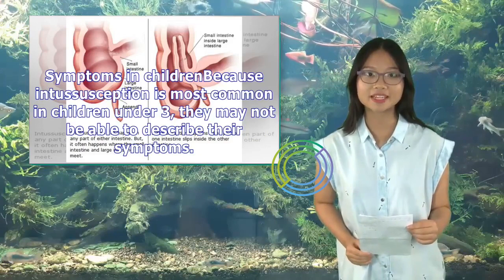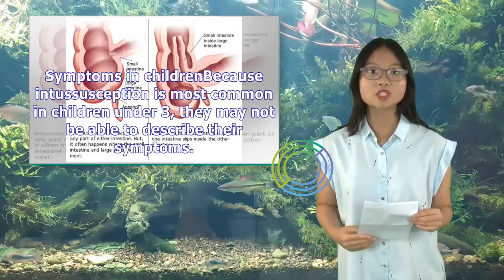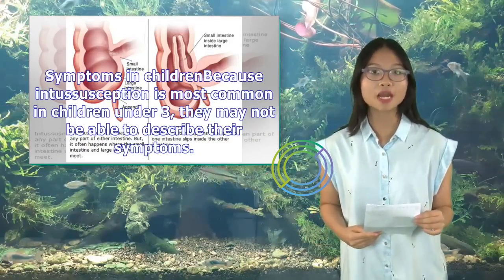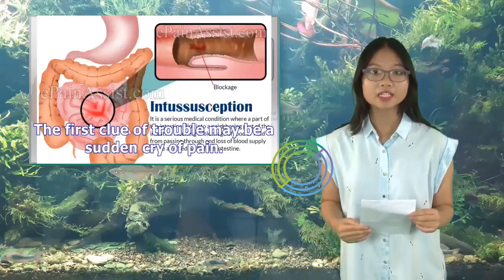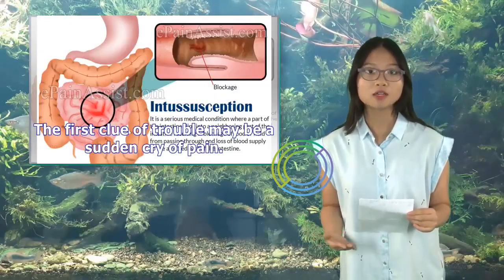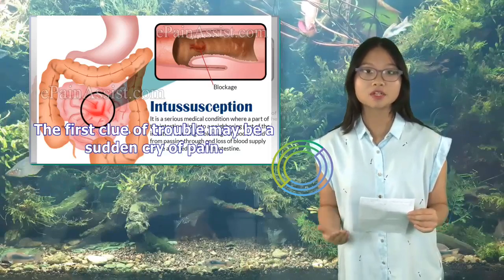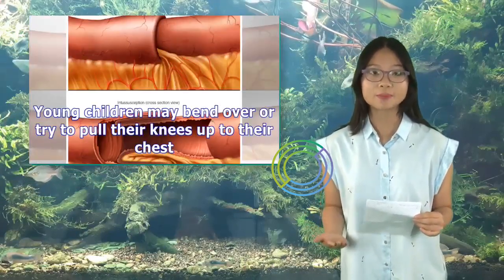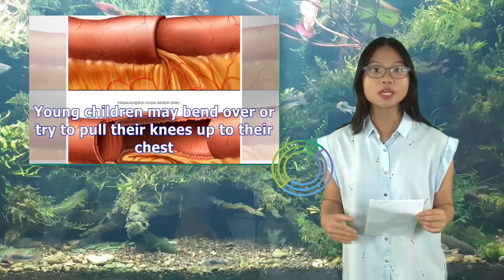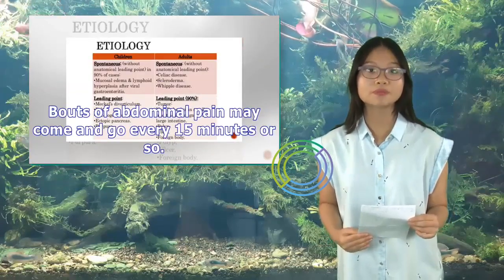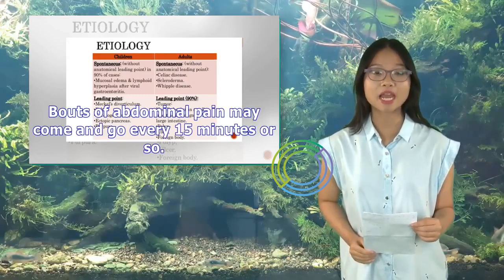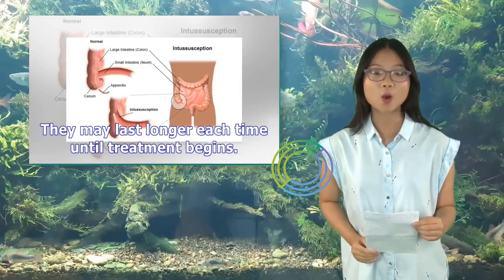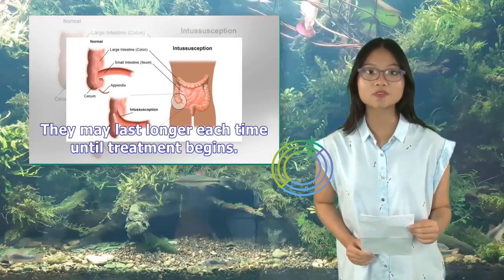Symptoms in children. Because intussusception is most common in children under 3, they may not be able to describe their symptoms. The first clue of trouble may be a sudden cry of pain. Young children may bend over or try to pull their knees up to their chest. Bouts of abdominal pain may come and go every 15 minutes or so. They may last longer each time until treatment begins.